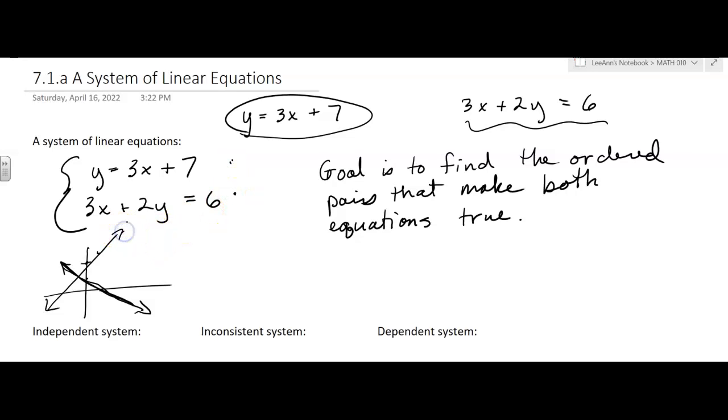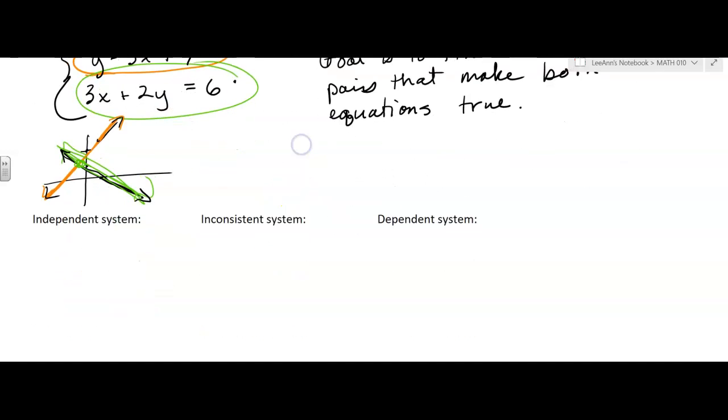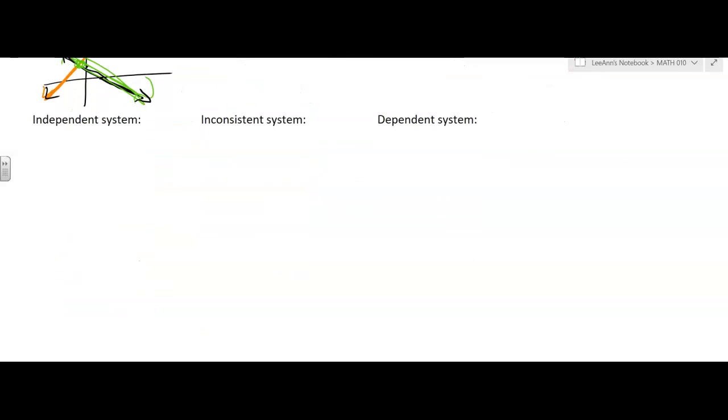So this line here, I'll put it in orange, those are all the points that make this equation true. And then this line here, those are all the points that make this equation true. So what makes both equations true? Where they intersect. Okay, so that's the idea behind solving a system of equations. And we actually have more than three different ways to solve them, but in this section we're going to show you three ways to solve a system of equations.